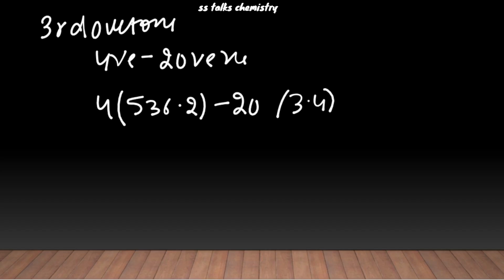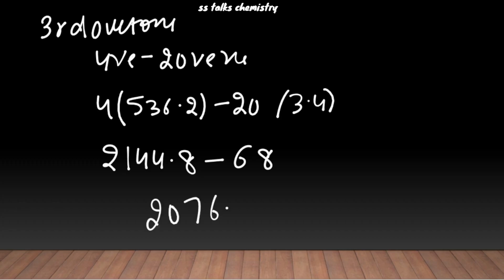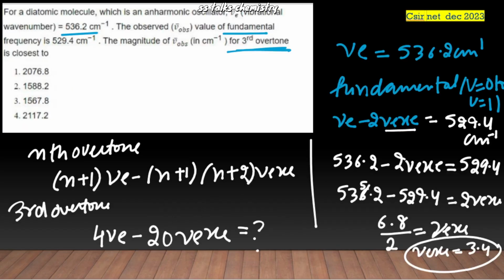So 4 into 536.2 becomes 2144.8, minus 20 into 3.4, which becomes 68. Subtracting both from 2144.8, it becomes 2076.8 centimeter inverse. This is going to be the value of the third overtone. So 2076.8, the first option given, will be the right answer.